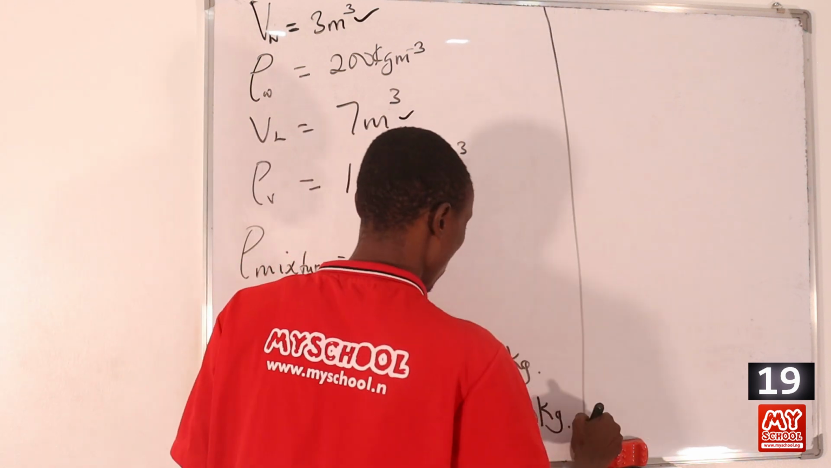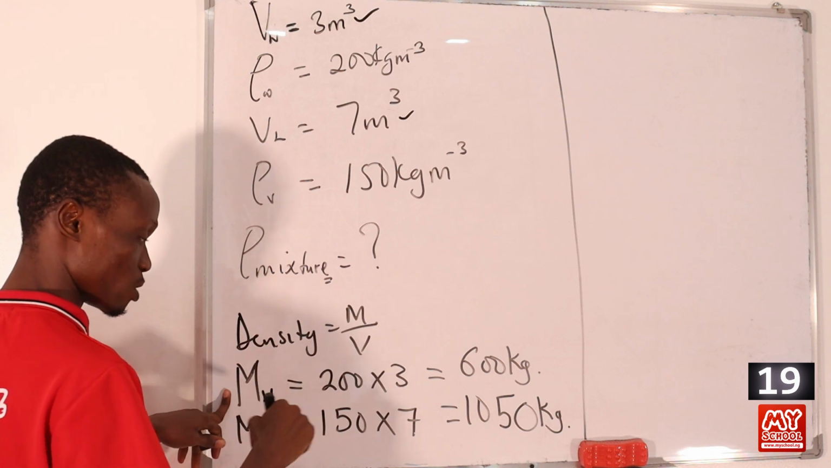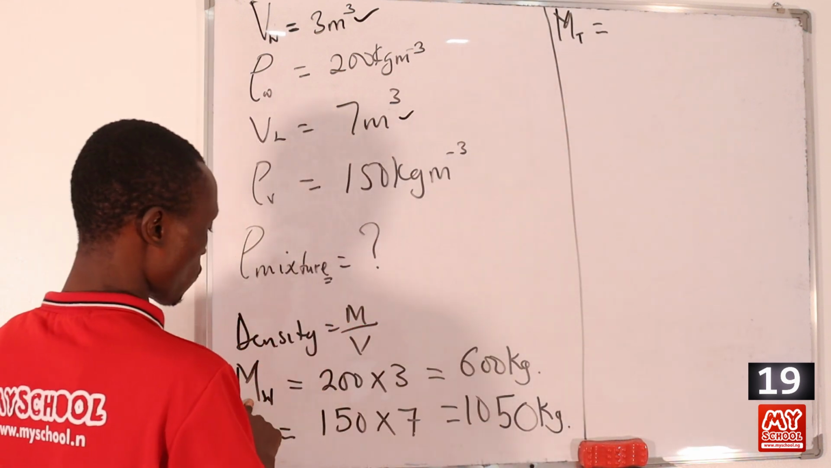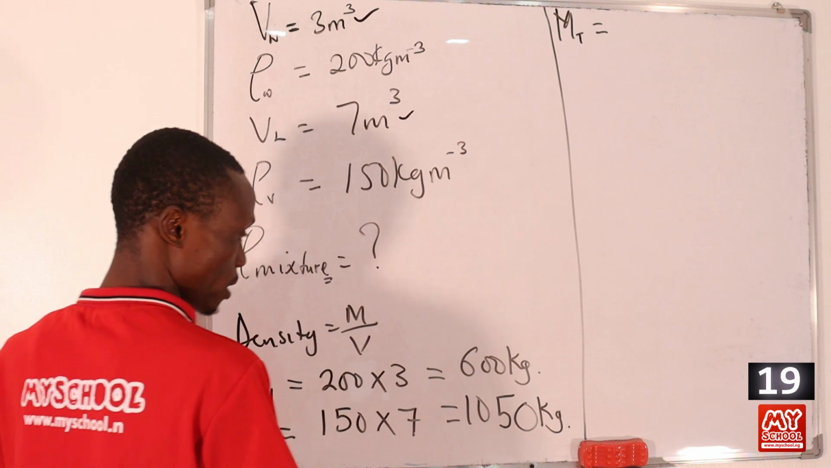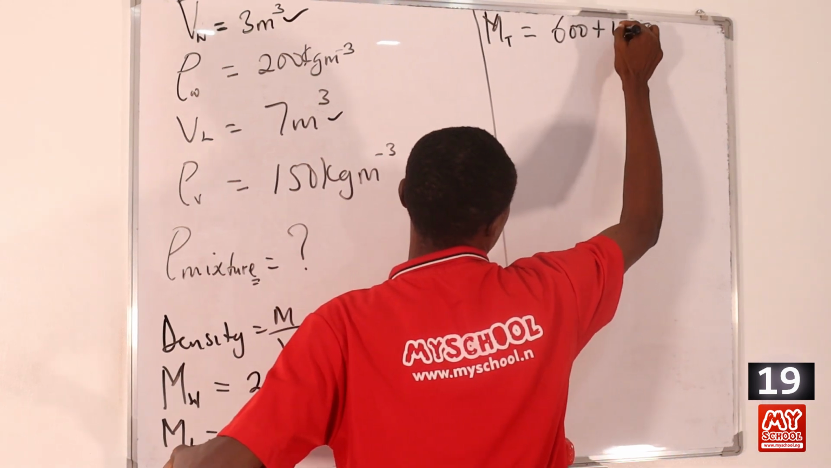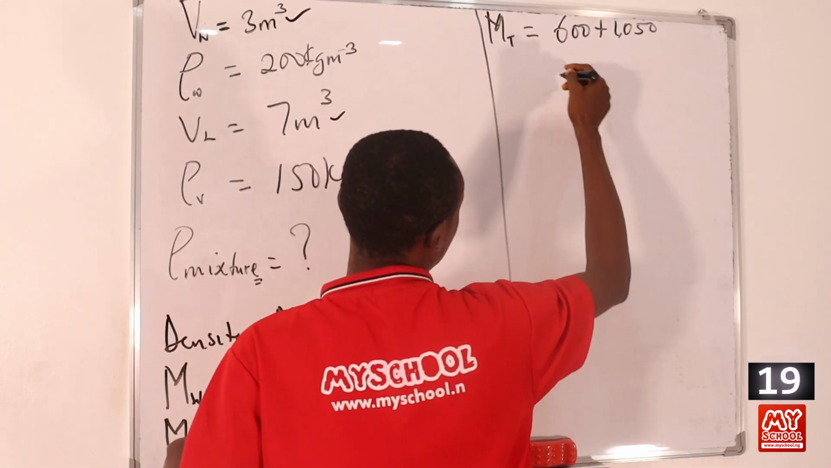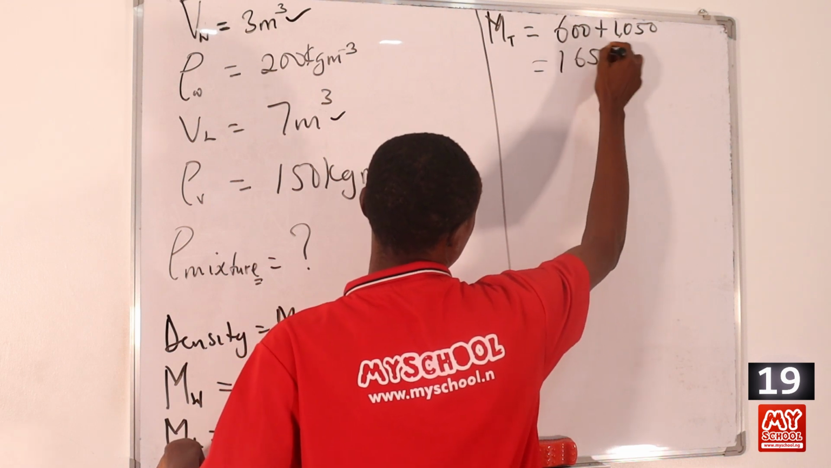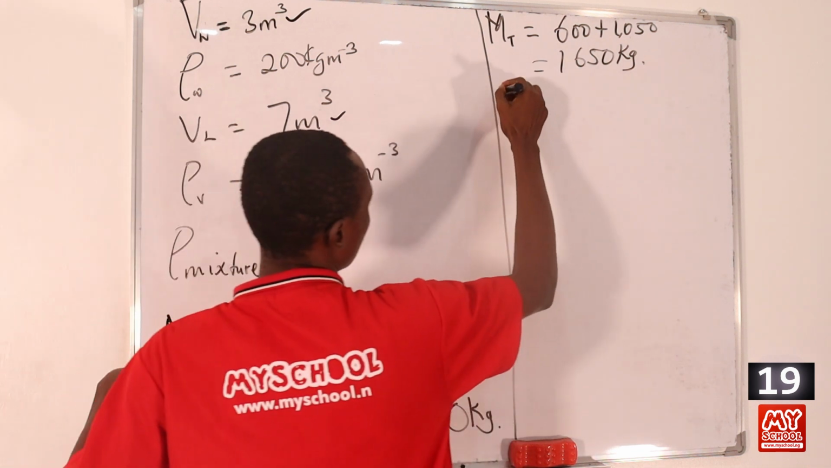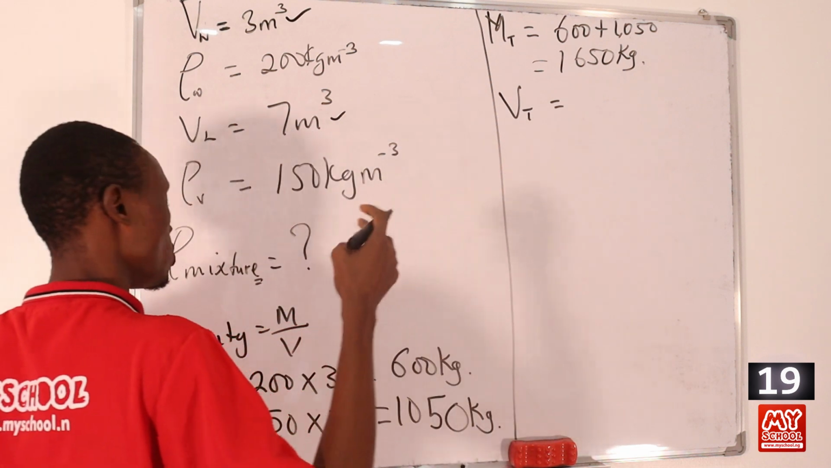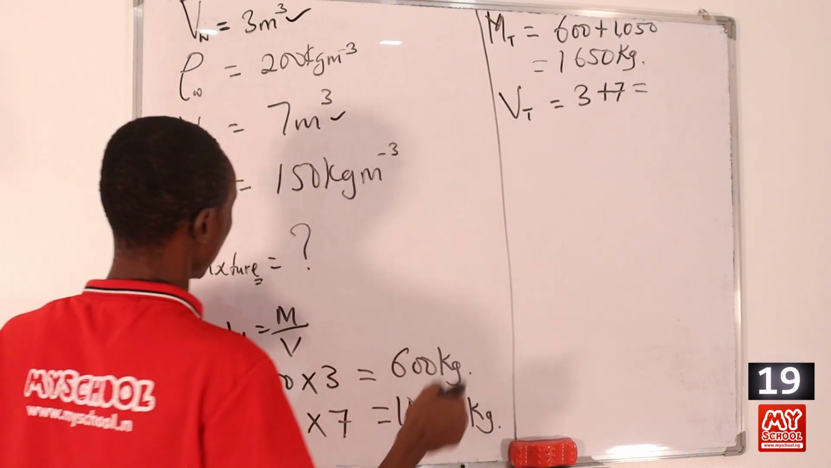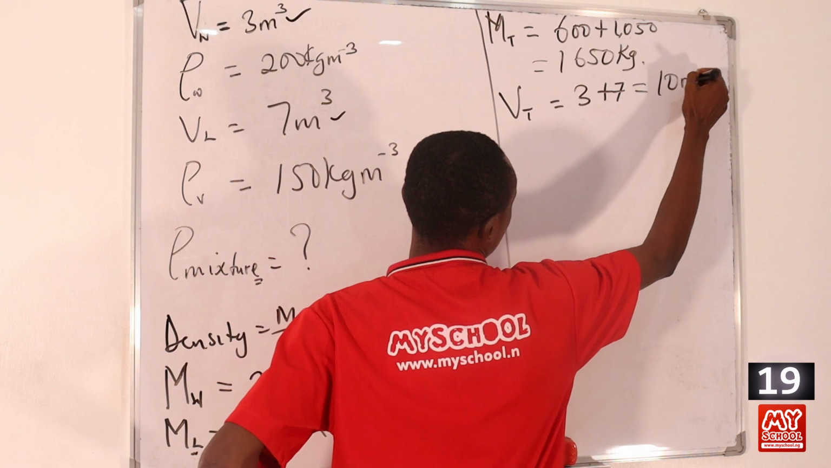So now we have to calculate the total mass of the two liquids. Total mass, let's say M T, will be equal to the mass of liquid W plus the mass of liquid L. That will be equal to 600 plus 1050, and this will be equal to 1650 kilogram. Now we'll also calculate the total volume. The total volume of both liquid W and liquid L will be equal to 3 plus 7, and that will be equal to 10 meter cube.